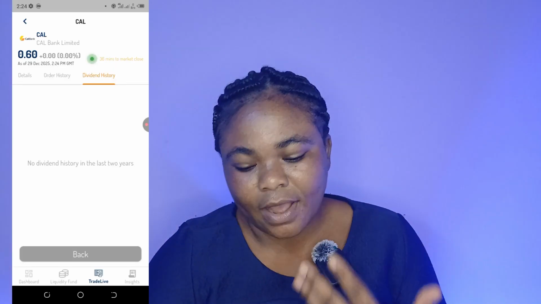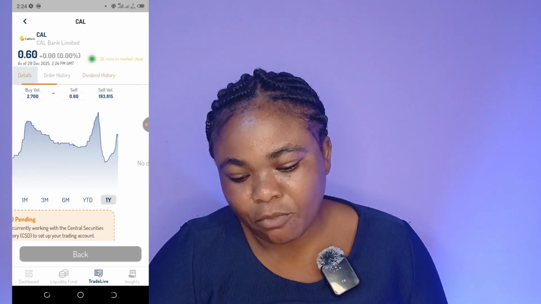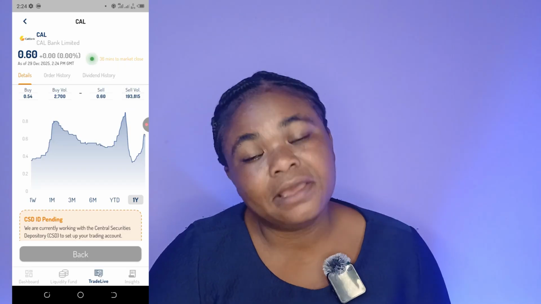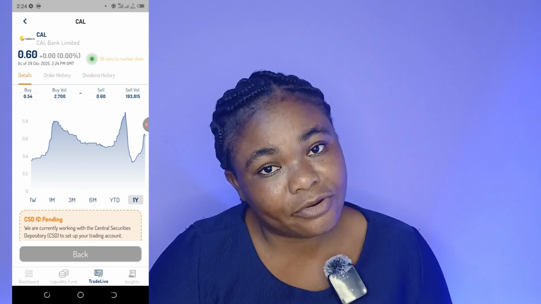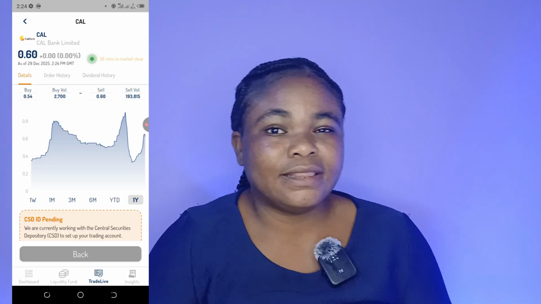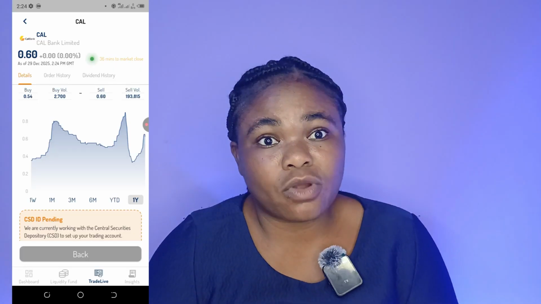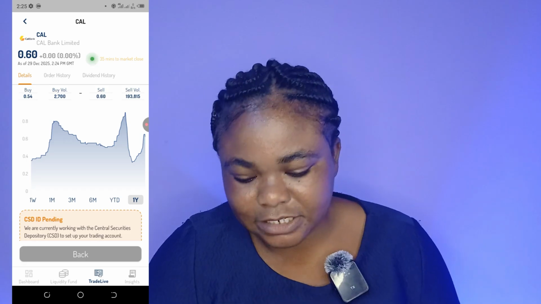What will make you earn money from Cow Bank is when you buy their stock and the price increases, then you sell it. That's how you can make money on Cow Bank. But Cow Bank doesn't pay a dividend.